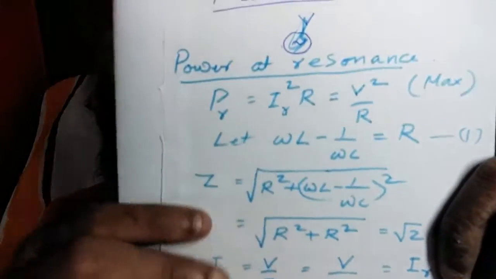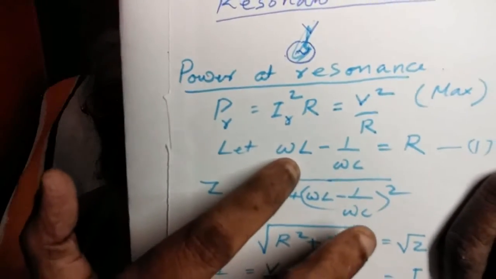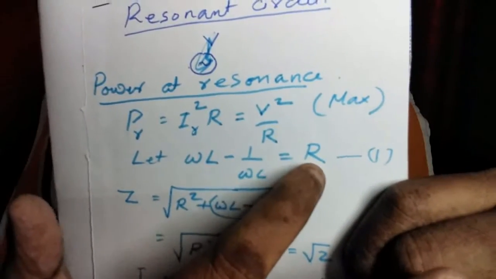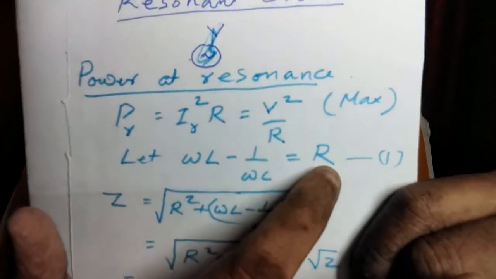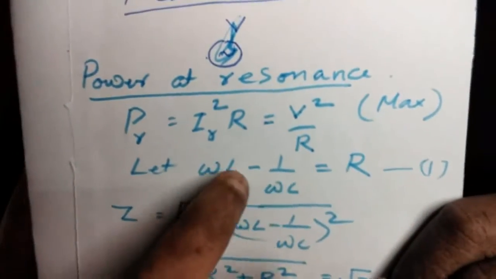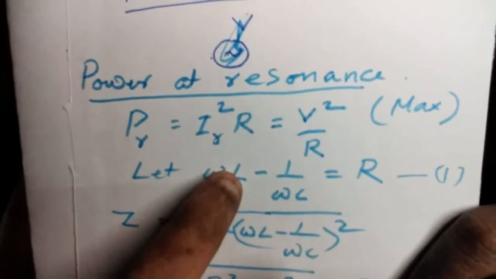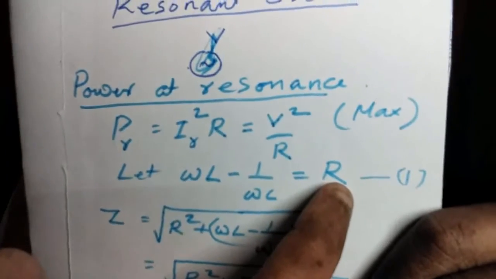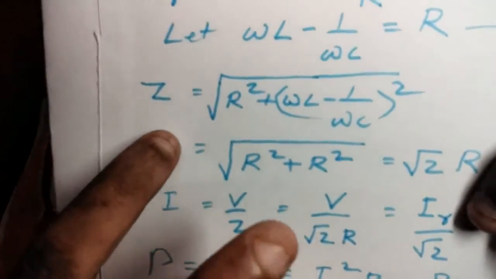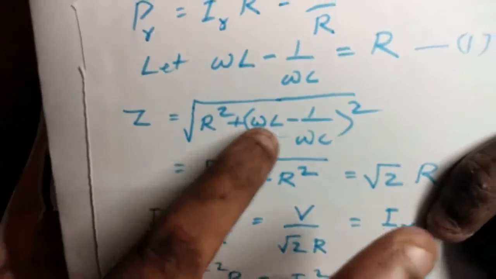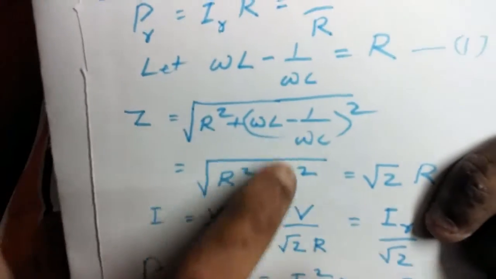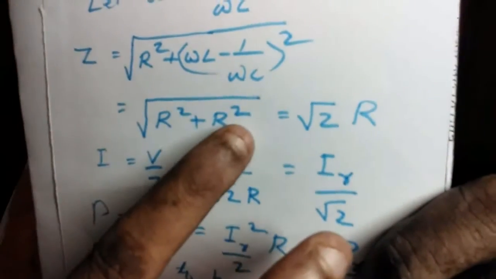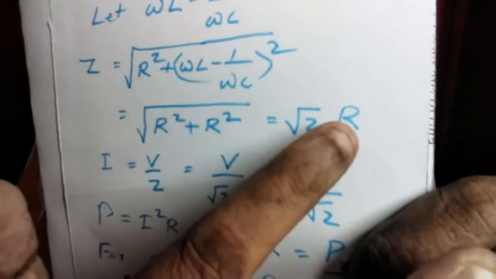Then suppose omega L minus 1 by omega C is equal to the numerical value of the resistance in the circuit. When these two are equal, we get resonance. When this minus this is equal to R, then what is Z? Z is square root of R square plus this square. This is now R. So Z equals square root of R square plus R square. That is root 2 R.